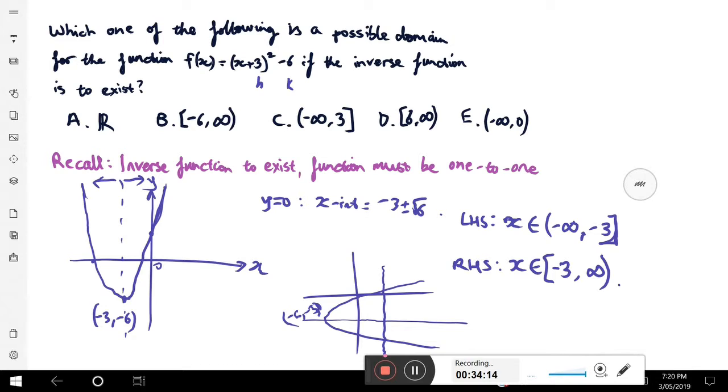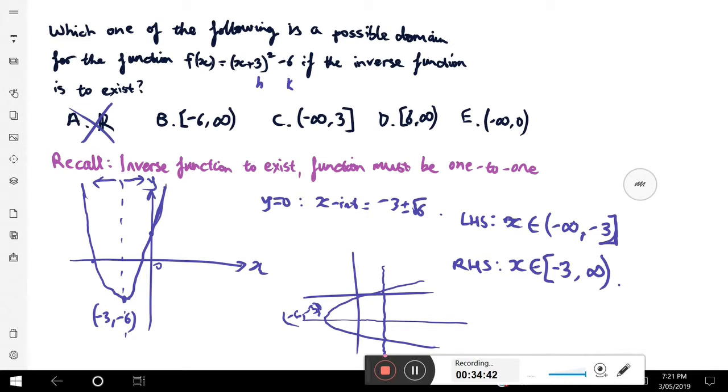So the only condition is that you can't have the left-hand side and the right-hand side included in that interval. You can't have a bit of both, because then you'd have two values, and that wouldn't be 1 to 1. The inverse wouldn't exist as such. So we know immediately that this is wrong. It can't be all the values. We already established that all the values means you're going to have 2 points for 1 point.